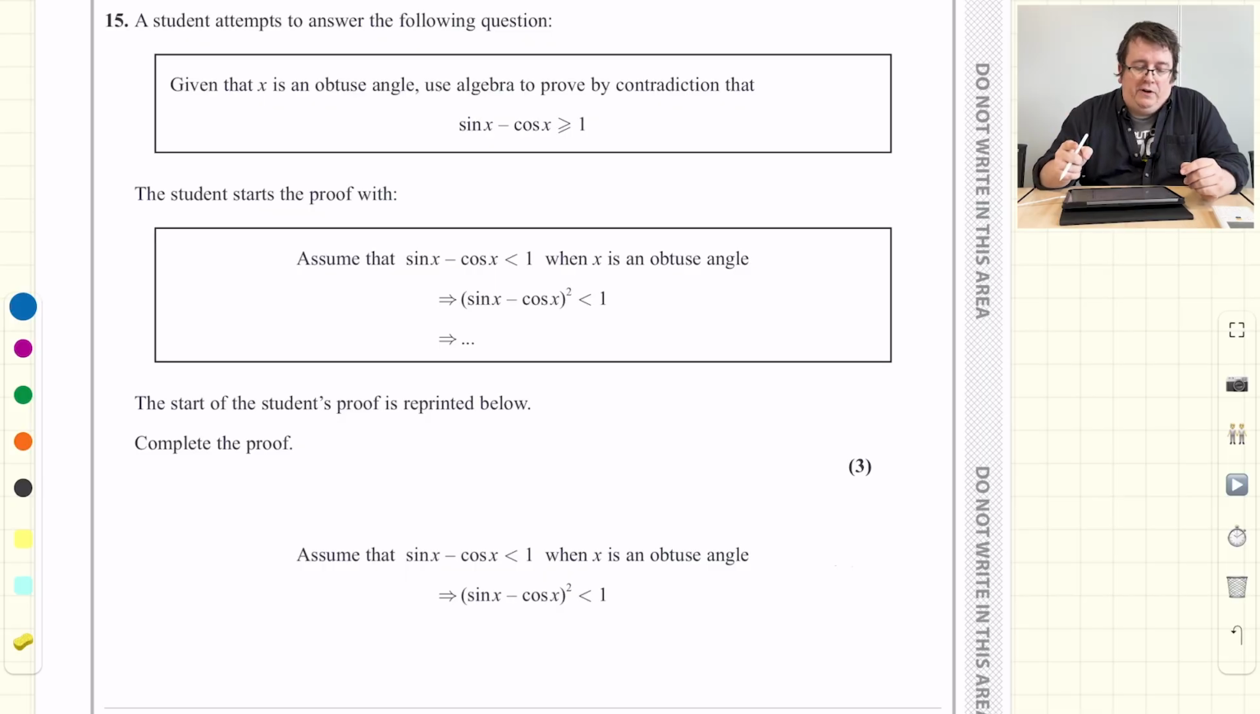So this is question number 15. A student attempts to answer the following question. Given that x is an obtuse angle, use algebra to prove by contradiction that sine x take away cosine x is greater than or equal to 1. The student starts the proof with, assume that sine x take away cosine x is less than 1, where x is an obtuse angle, which implies that sine x take away cosine x all squared is less than 1, which then implies... The start of the student's proof is reprinted below. Complete the proof.